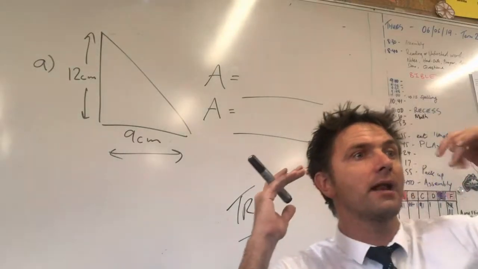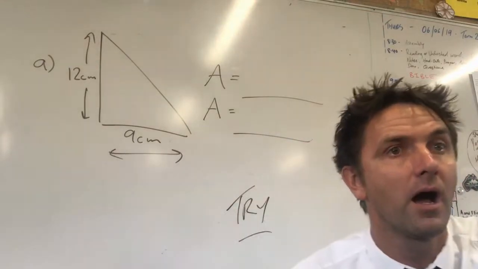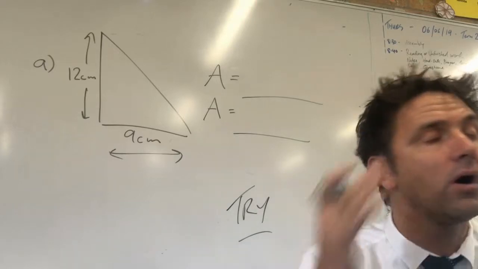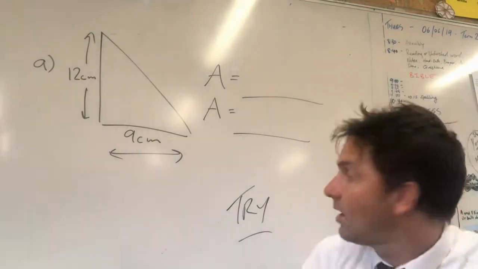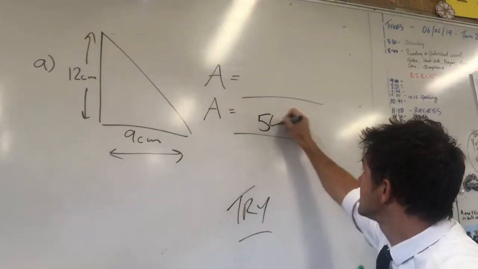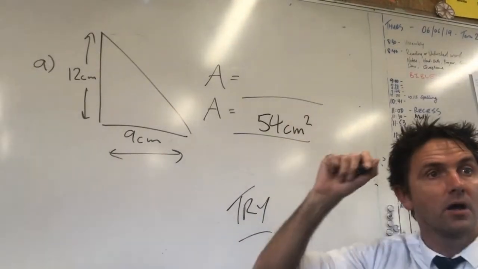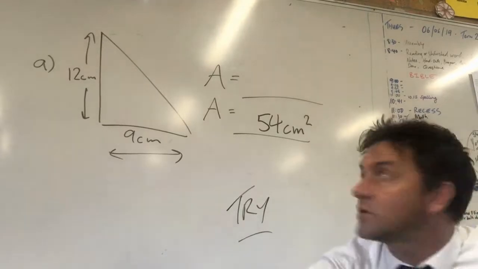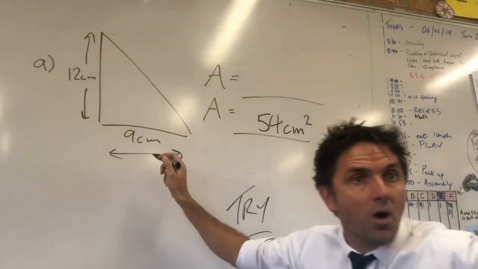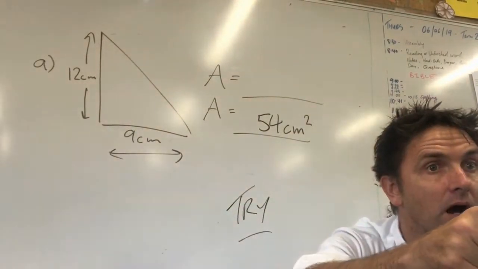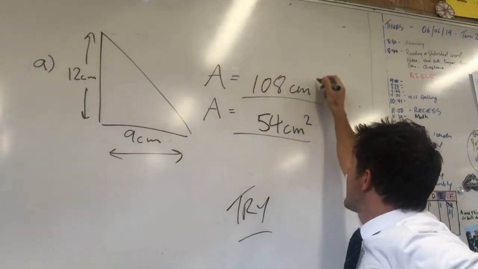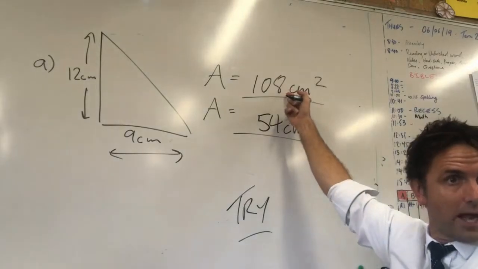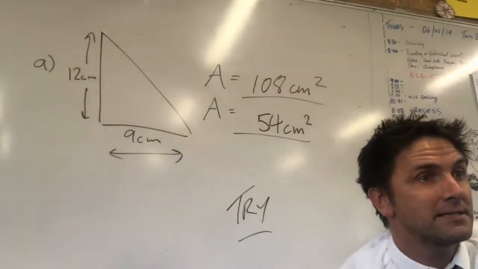What answer did you get, Leah? 54. Phoebe, what did you get? It is 54. It is 54 centimetres squared, because what Phoebe did was she went 12 times 9 was 108 centimetres squared, and then she divided that by 2, and got 54 centimetres squared.